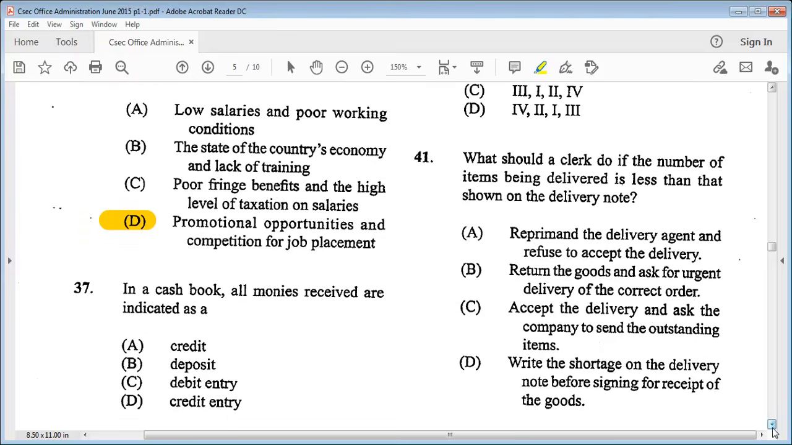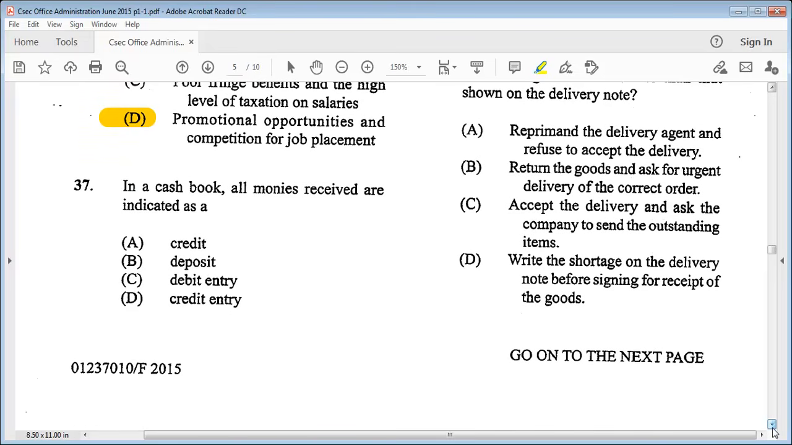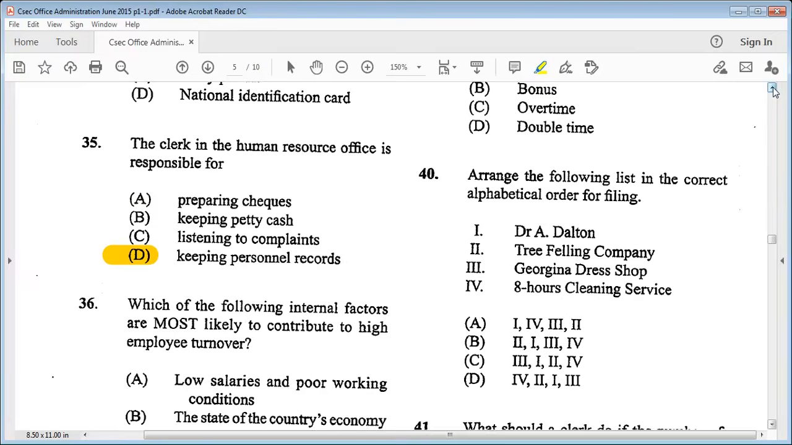Let's go on to question 37. In a cash book, all monies received are indicated as A, credit; B, deposit; C, debit entry; or D, credit entry. Monies received in a cash book, we know, are always indicated as a debit entry. Let's go on to question number 38.